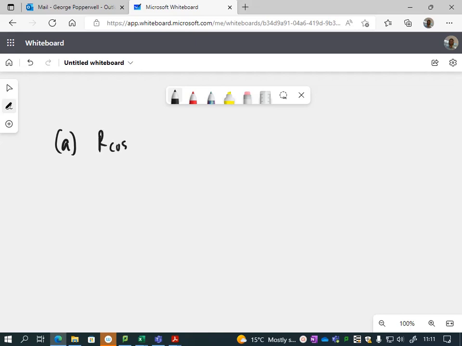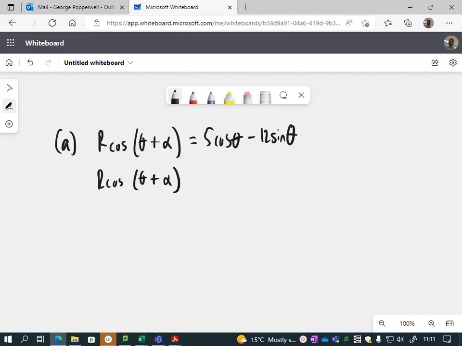I'm going to say r cos(theta plus alpha) is equal to 5 cos theta minus 12 sine theta. Then beneath this, I'm just going to write this again. Now on the right hand side, I'm going to think about how r cos(theta plus alpha) could be written. Basically I'm going to use the compound angle formulae for cos.